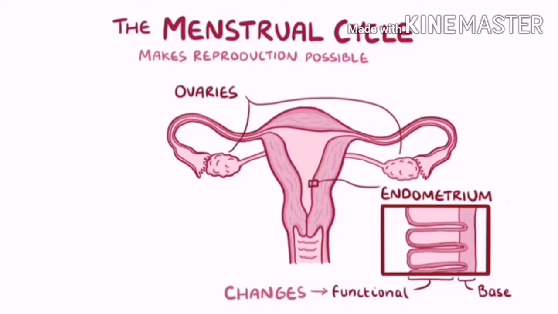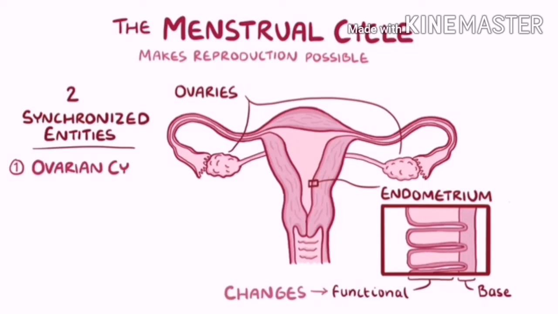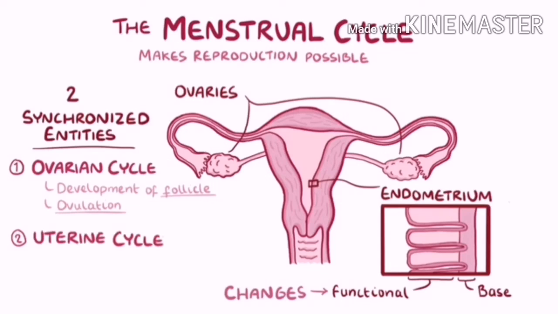The menstrual cycle actually consists of two interconnected and synchronized processes: the ovarian cycle, which centers on the development of the ovarian follicles and ovulation, and the uterine or endometrial cycle, which centers on the way in which the functional endometrium thickens and sheds in response to ovarian activity.